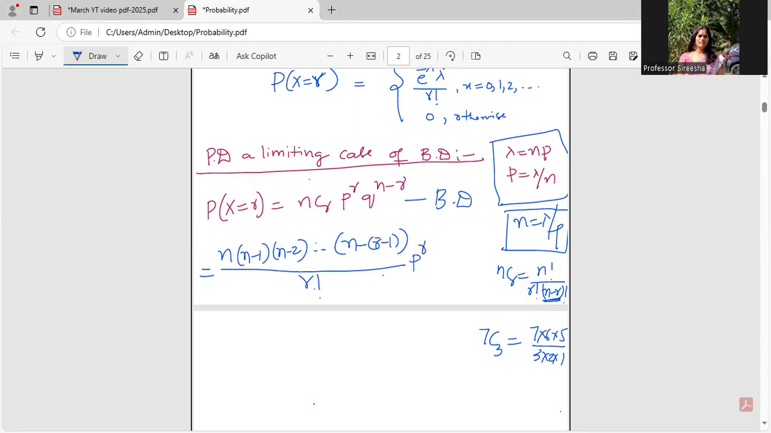p power r is there. q I'm also writing in terms of p: q is nothing but 1 minus p according to binomial distribution. So I'm writing it like this, right?